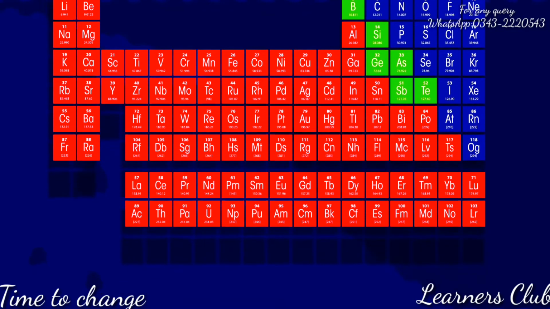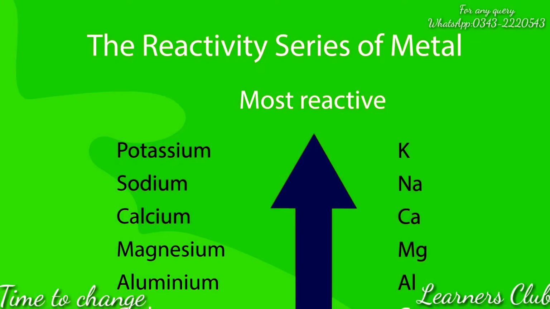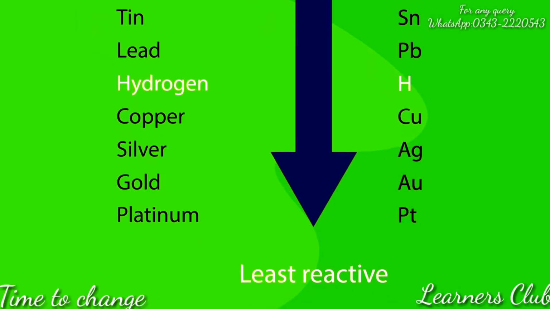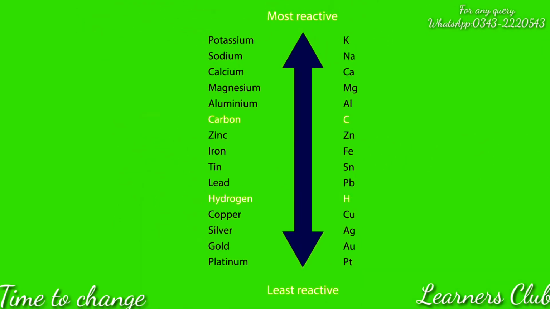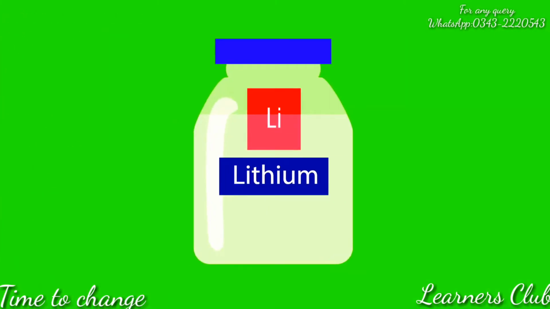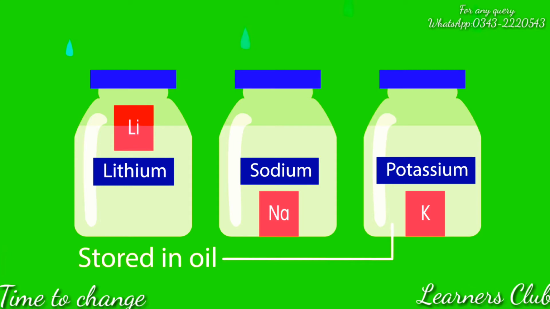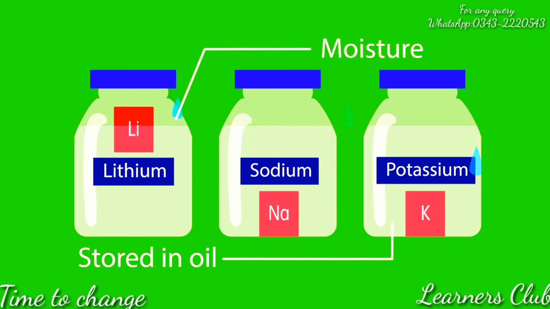This gives us the reactivity series of metals, many versions of which you will find in books and online. You may already have known that lithium, sodium, and potassium were at the top of the list, since we store these metals in oil to stop reaction with moisture in the air.